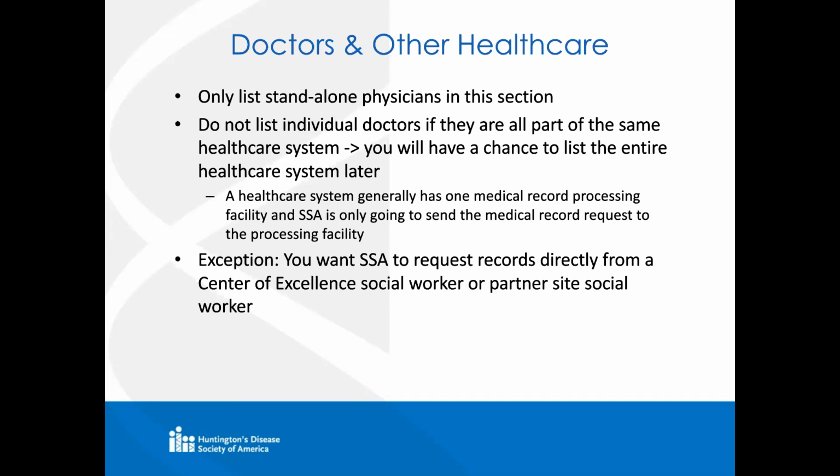And so in that case, I always recommend putting the Center of Excellence itself and the social worker, after speaking with her first to make sure that's okay. Like, hey, can I list you specifically? So then Social Security can send it to her. She gets the records to the right place. I've also seen that be an issue with Rutgers in the past. And I know those can't be the only two.